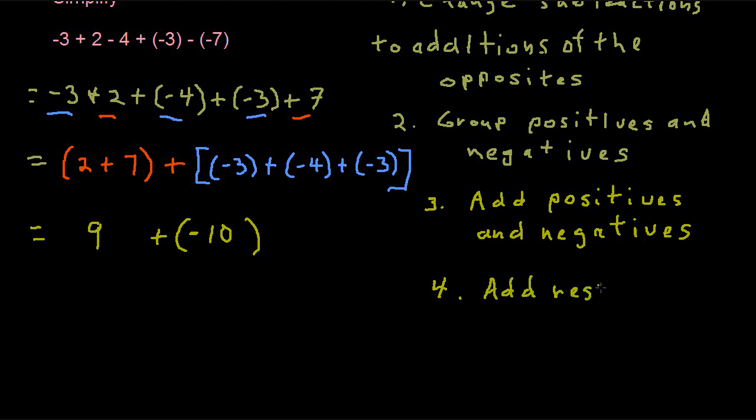Then our fourth step is to just add the result. So we want to add a positive 9 and a negative 10. The signs are different, so we take absolute value and subtract. We get a 1, and the sign of the larger is negative. -1 is the answer.